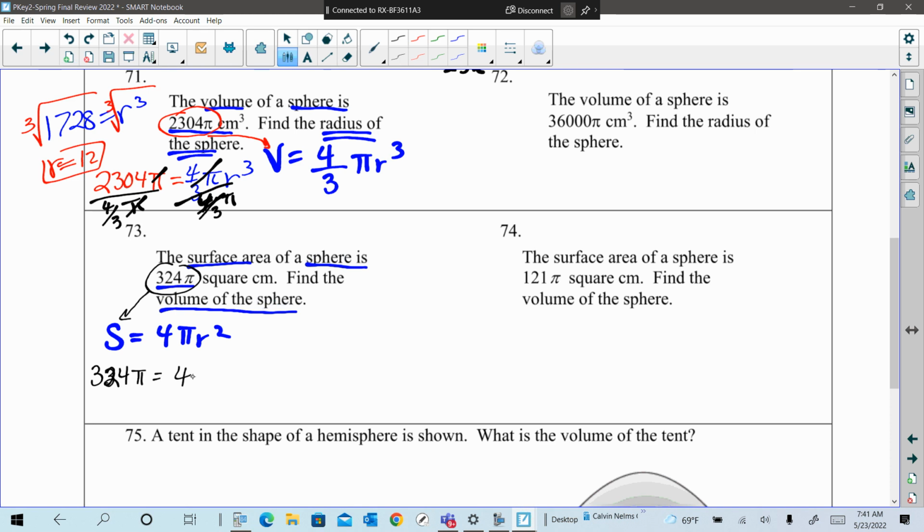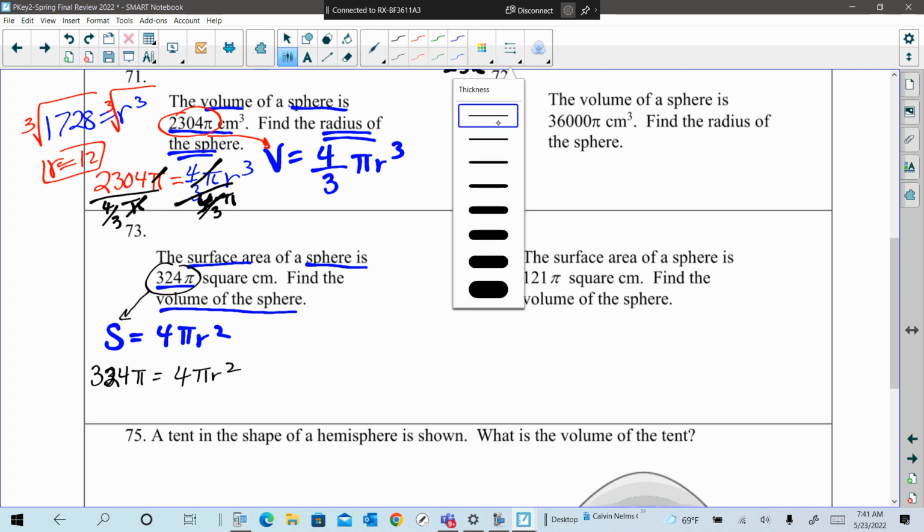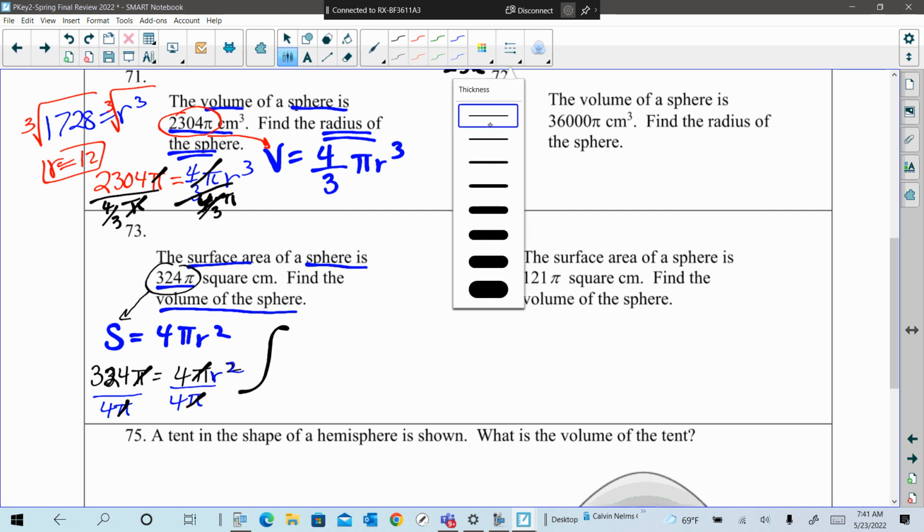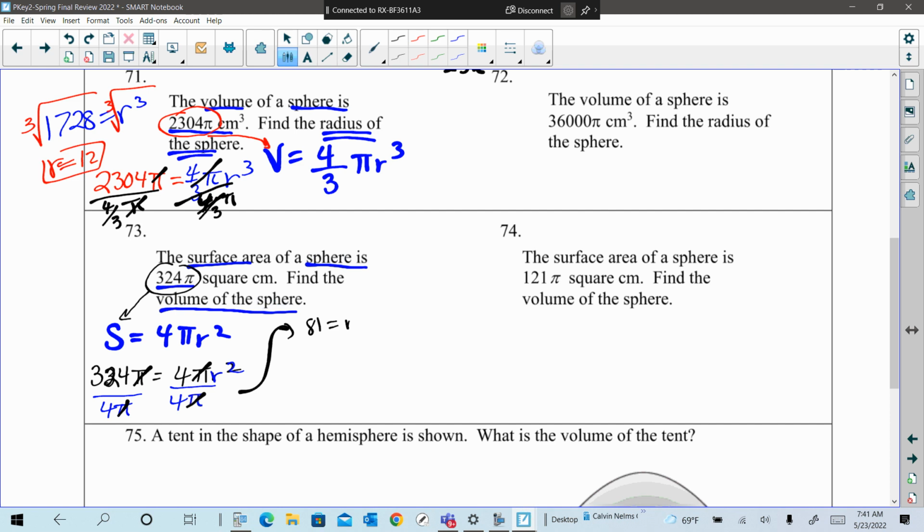That's going to equal 4 pi radius squared. We need to solve for the radius. We need the radius squared to be isolated, so that means divide by 4 pi. So the pi's can cancel. We get 81 is our radius squared.